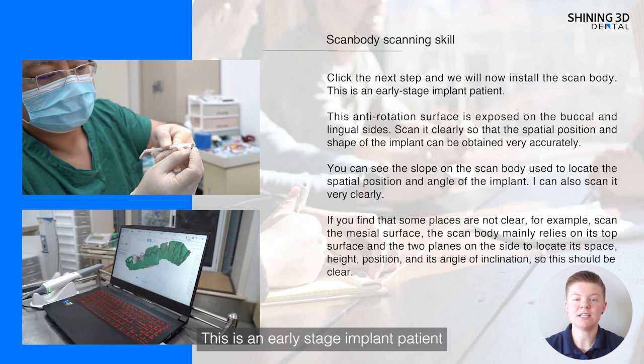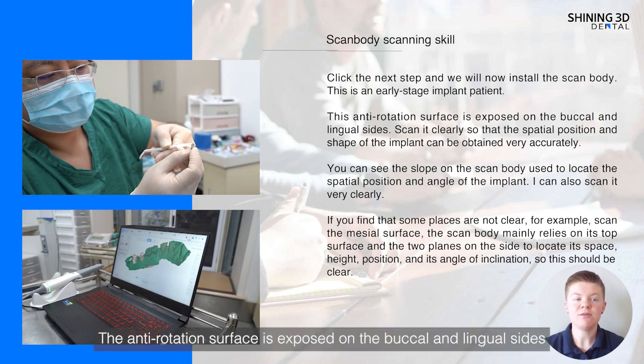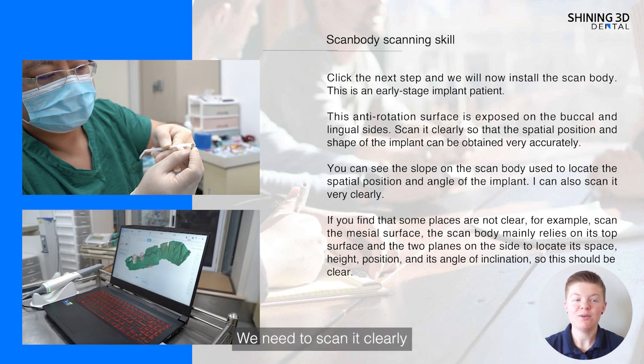This is an early stage implant patient. The anti-rotation surface is exposed on the buccal and lingual sides. We need to scan it clearly so that the spatial position and the shape of the implant can be obtained very accurately. You can see the slope on the scan body used to locate the spatial position and angle of the implant. We need to make sure to scan it very clearly.